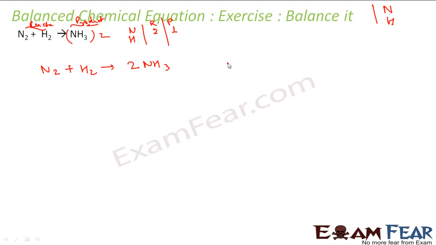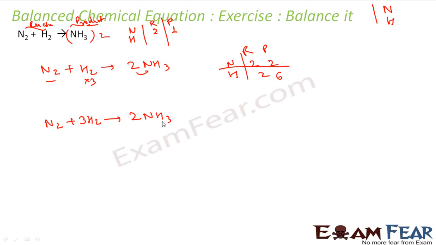Now let's check if it is balanced. Again we have this nitrogen, hydrogen, reactant, product. So nitrogen, how many we have? 2 in reactant. Product, how many we have now? 2. Hydrogen, we have 2 here, and here we have 6. That means if you multiply this thing by 3, my things will be balanced, correct? So I'll multiply this thing by 3. So what I get new formula is N2 plus 3H2 is equal to 2NH3.